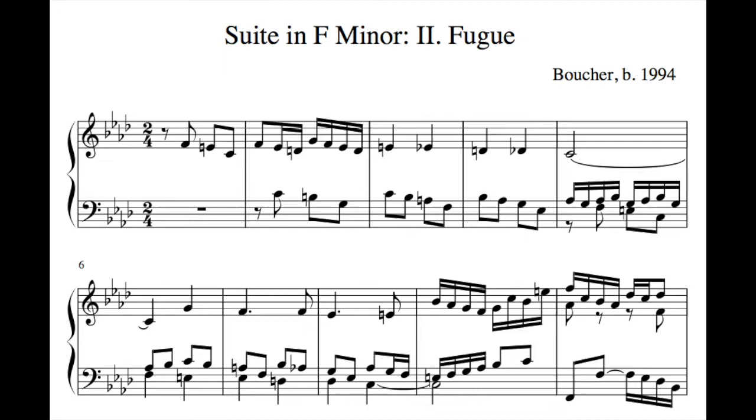And the answer is always either a fifth above or a fourth below. So here we're in F minor, a fifth above or a fourth below would be the tonality of C minor. So let's just hear the subject and then the answer. It's just four notes. So after we hear the answer in C minor, the third answer would be back in the tonality, in your home key, of F minor.